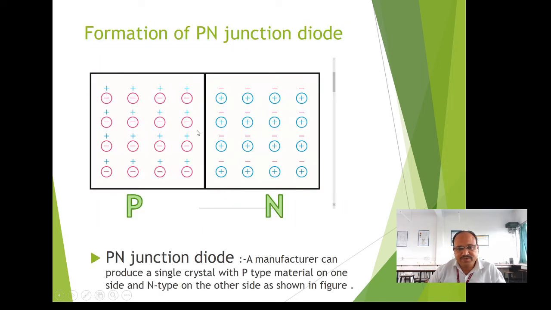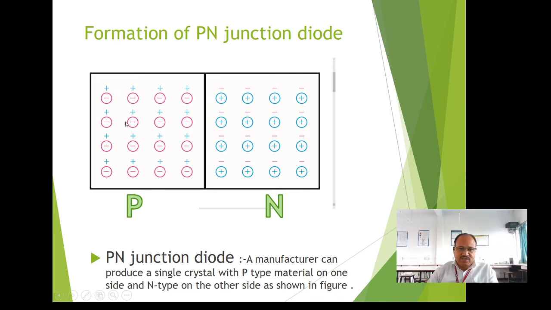Now see, a manufacturer can create a crystal like this where half part of the silicon crystal will be doped by trivalent impurities and half part of the crystal will be doped by n-type pentavalent impurities. So that half part will become p-type and half part will become n-type.